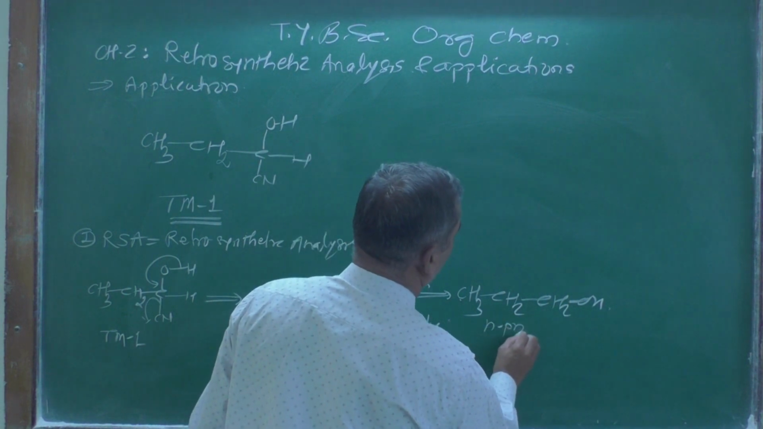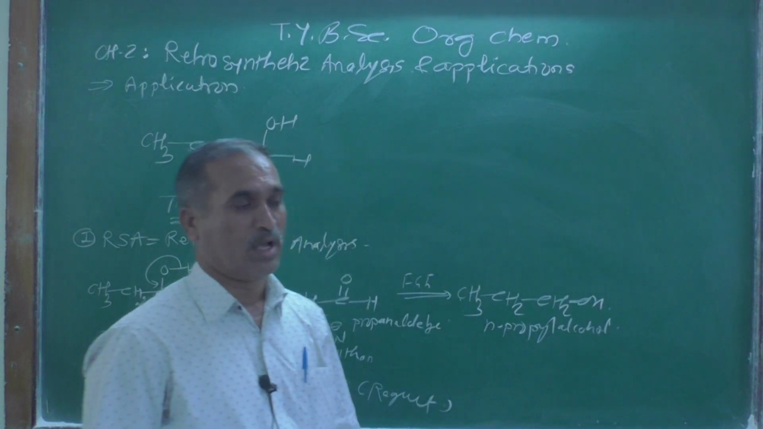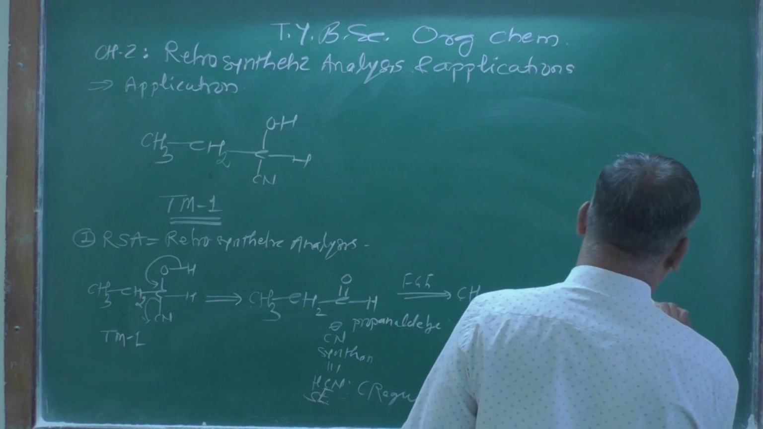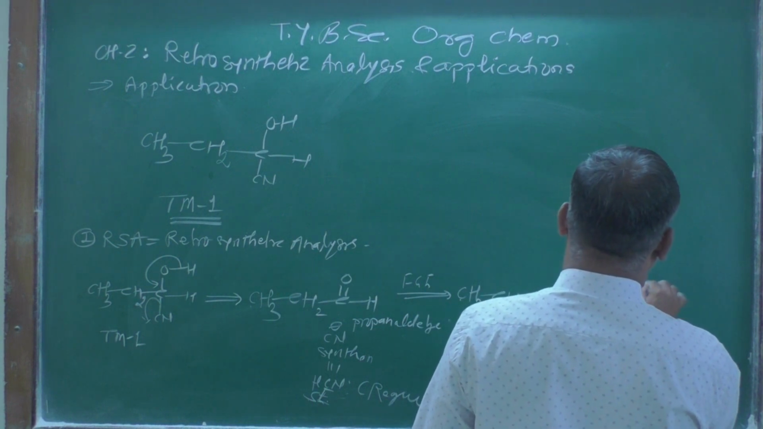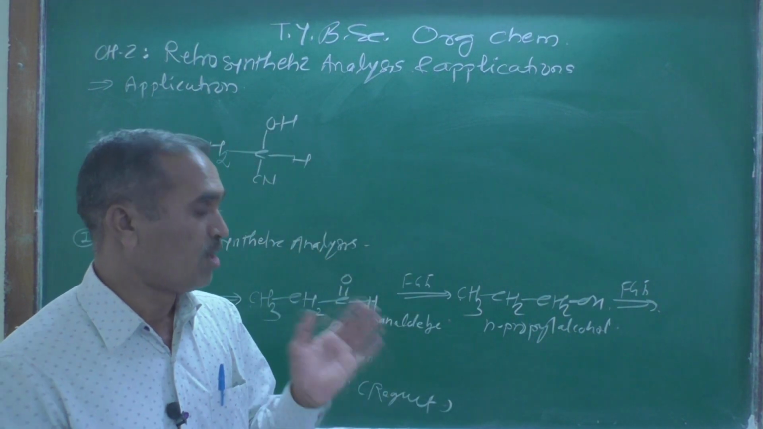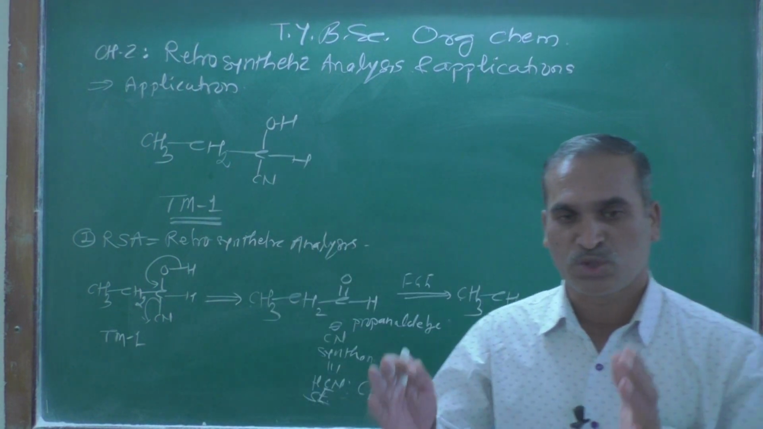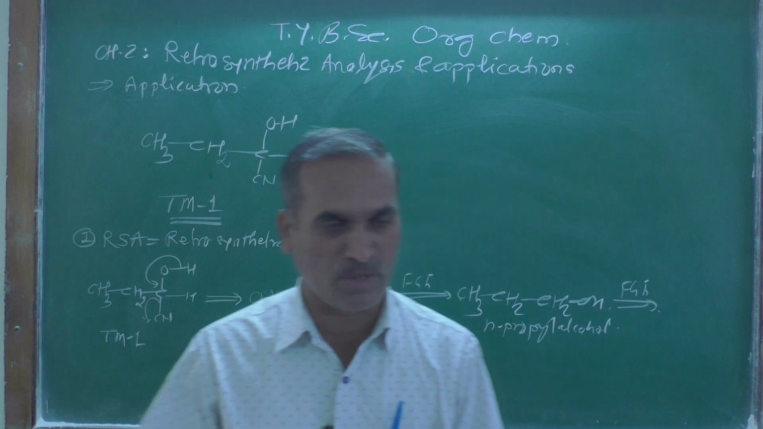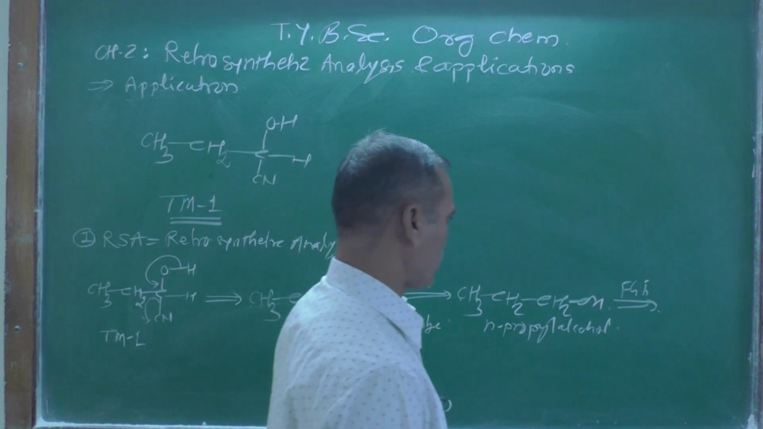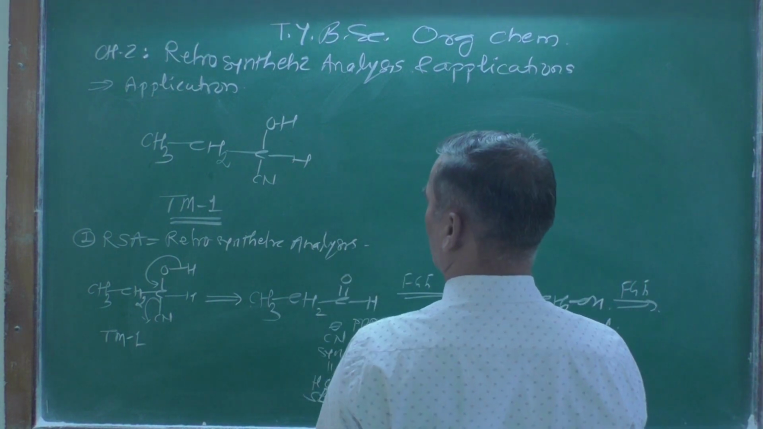This is N-propyl alcohol. This is a primary alcohol, and this N-propyl alcohol can be obtained by an FGI, functional group interconversion. One functional group is converted into another functional group so that disconnection becomes possible; that is known as functional group interconversion. So I am writing this one over here.